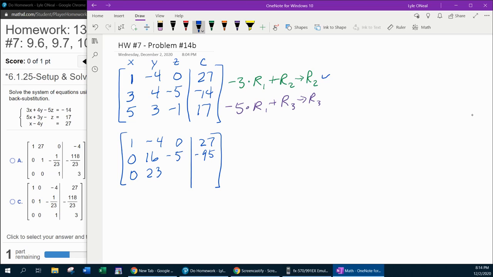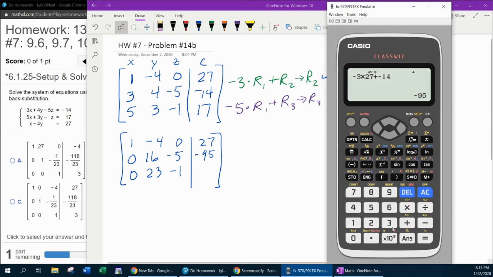Next, negative 5 times 0 is 0 added to negative 1 is still negative 1. And again with the calculator, this time we have negative 5 times row 1, which is 27, added to the corresponding element in row 3, which is 17. That is negative 118.